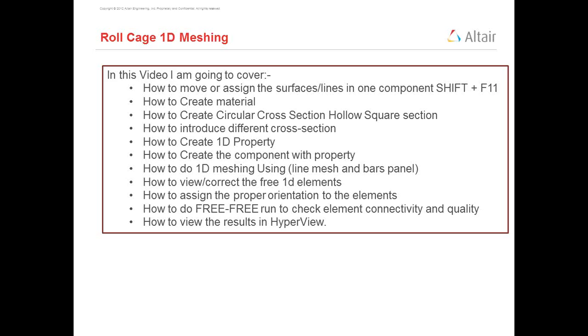Then how to create material, then I'll show you how to create different cross sections, that is circular and hollow cross section, how to introduce them, then define the different properties, how to update the different components according to the property, how to do 1D meshing using the line mesh panel and how to update that using the bar mesh panels, then how to view and correct the free 1D elements, and how to assign the proper orientation to the elements.